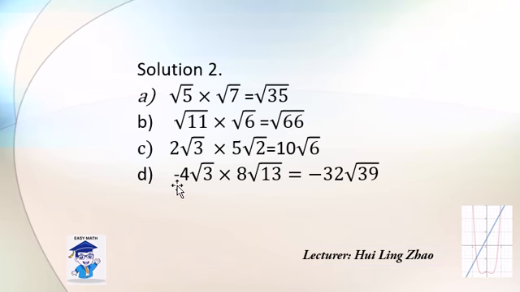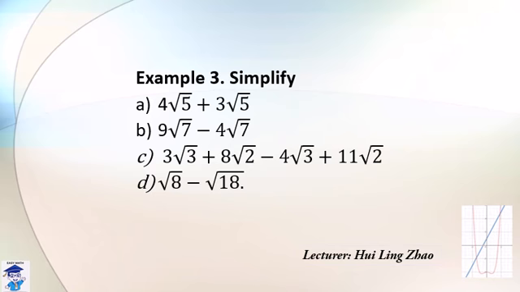Last question, negative 4 times the square root of 3 times a times the square root of 13. So outside of the square root there are negative 4 times negative 8, which is negative 32, and in the square root, 3 times 13 is 39. Solution 2. That's it. Next, example 3.